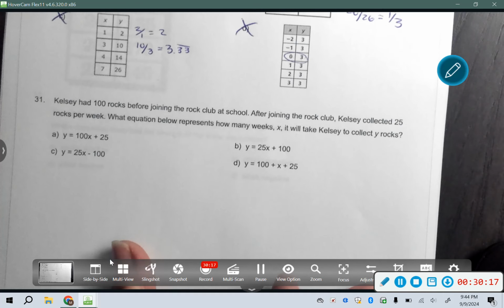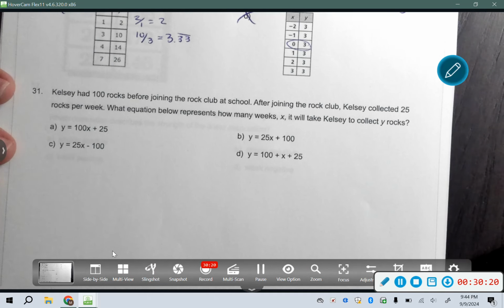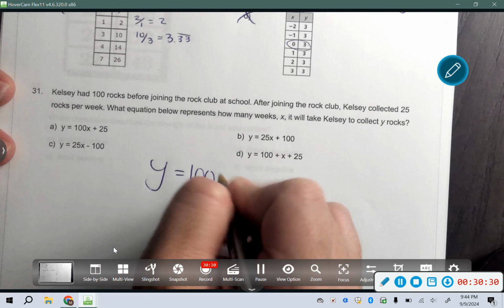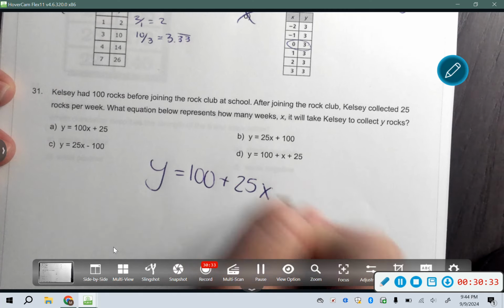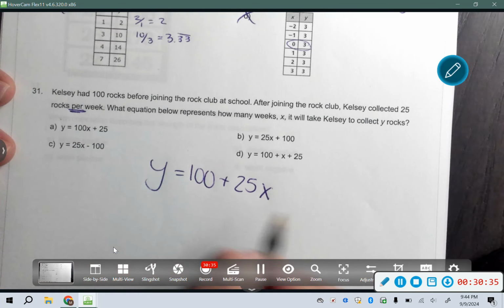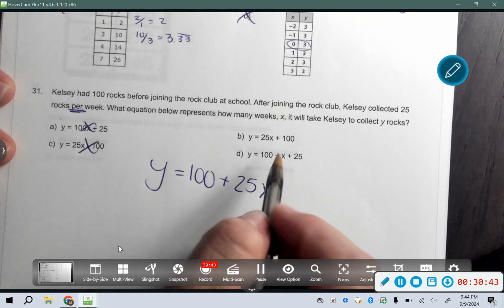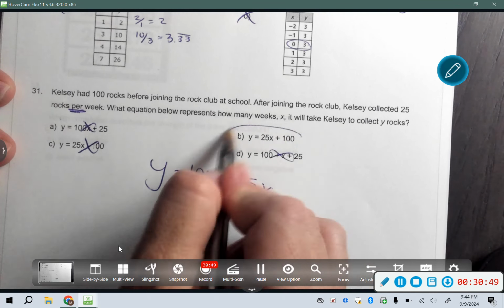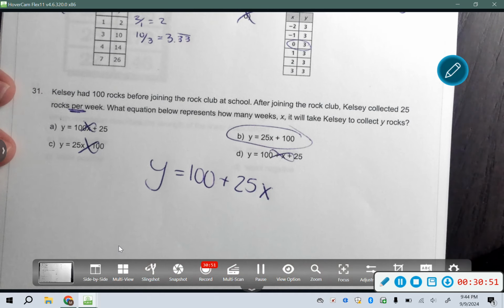Okay, look at 31. Kelsey had 100 rocks before joining the rock club at school. After joining the rock club, Kelsey collected 25 rocks per week. What equation best represents this? So I know that she started with 100 and she added 25 rocks per week. So I know that's where my x goes. So that 100 should not have an x. And I'm not negative. I never had negative rocks. So 25x plus 100. Now this is way too many plus signs, so this order, you can flip it, as long as the 25 is positive and the 100 is positive.